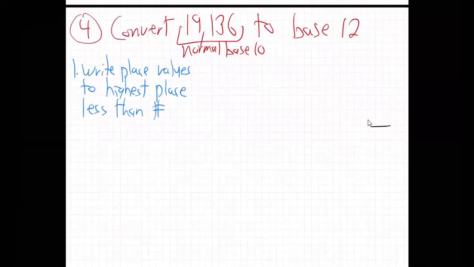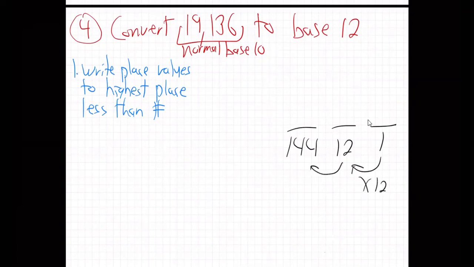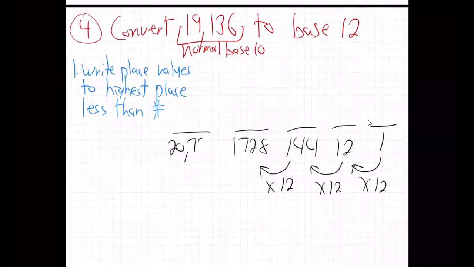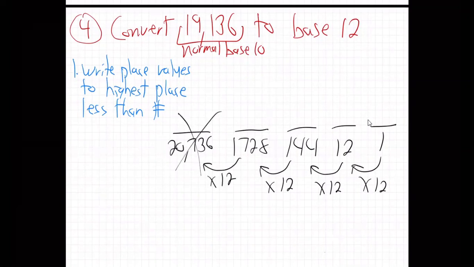So let's do that. We start over here with the ones place, and then the 12s place, and then the 144s. What am I doing? I'm multiplying by 12, right? You always multiply by the place value. This will be, use your calculator, 1,728 place, and then one more. The next place is going to be the whopping 20,736's place. So we don't need any of those, do we? So we start at the highest place value that's still less than our number, so that'd be the 1,728's place.